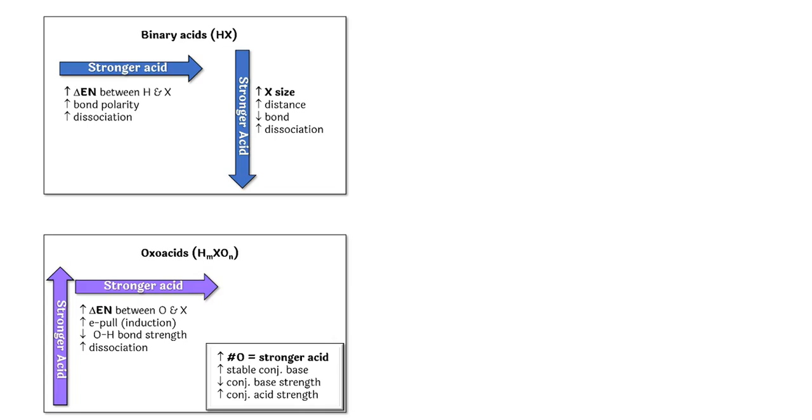Because a more stable conjugate base is stable, it is less likely to react, which means it is less likely to accept an H+. If a conjugate base is less likely to accept an H+, then it is a weaker conjugate base, and a weaker conjugate base corresponds to a stronger conjugate acid.